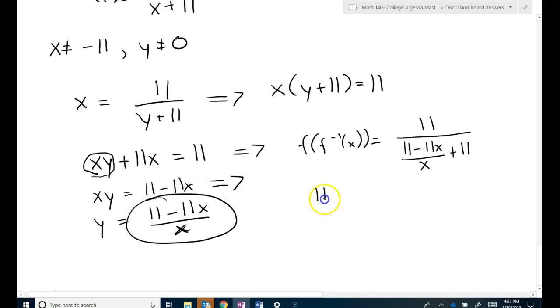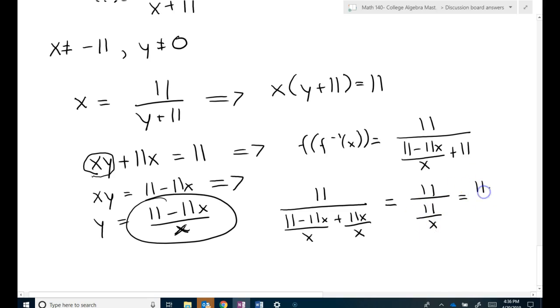Okay, so that's going to be 11, and then we're going to have to find a common denominator. Well, x is the common denominator for that bottom part. So 11 minus 11x over x plus 11x over x. And that is just going to end up equaling 11 over x, which equals 11 times x over 11, which equals x. Oh, the things you can do with algebra that just don't seem to be useful. All right, but nonetheless, what we did get is we did get x back.